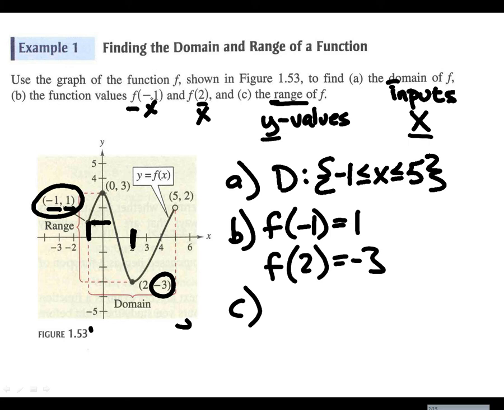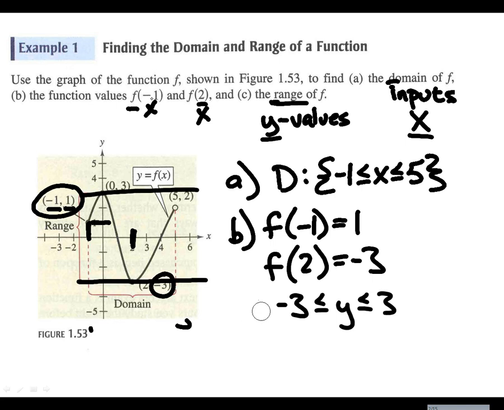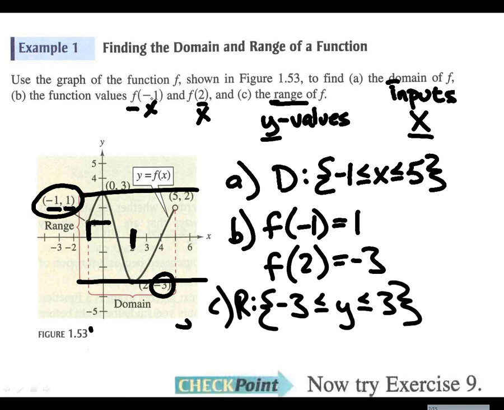So we'll take a look here. We're going to find the lowest point. Okay, the lowest point here is -3. The highest point up here is +3. Less than or equal to 3. And so that would be our range, and we would write it the same way. Range runs from -3 to 3. So that's the answer. All right, so see if you can come up with your answers the same way on exercise 9.